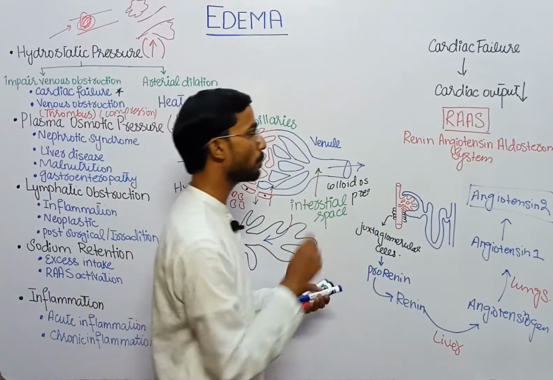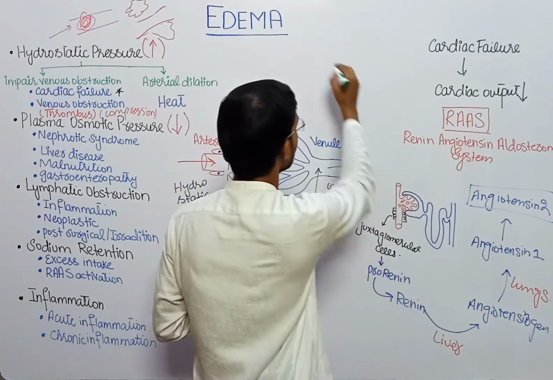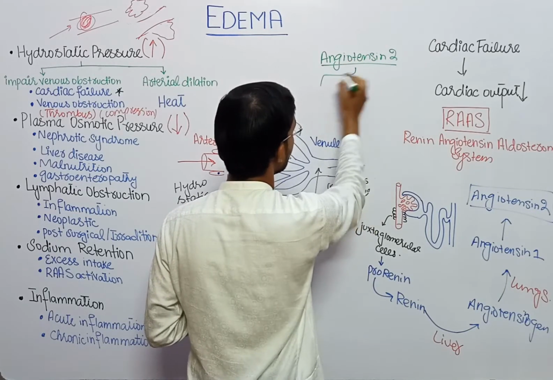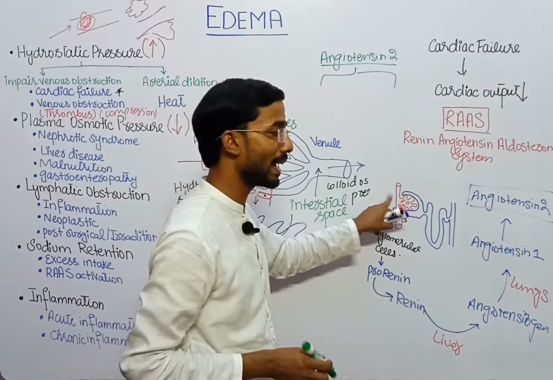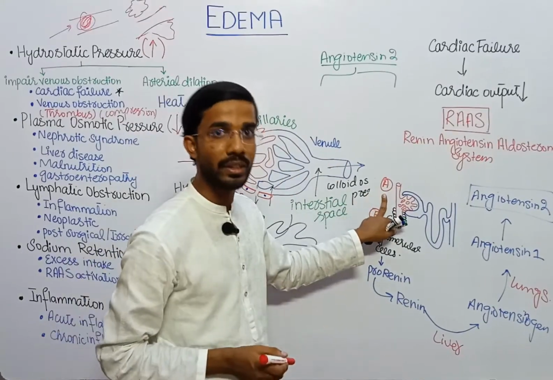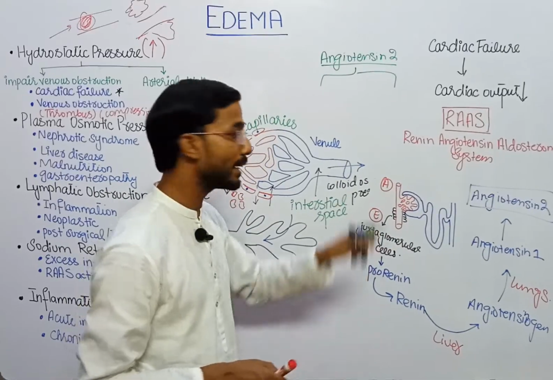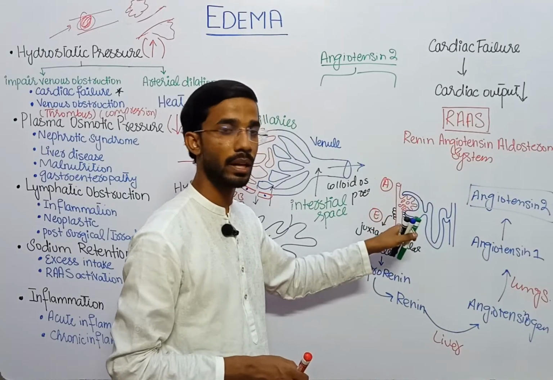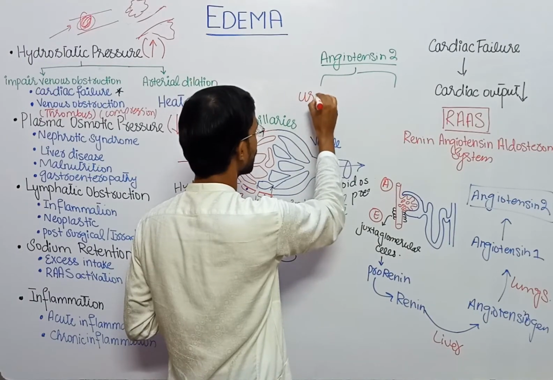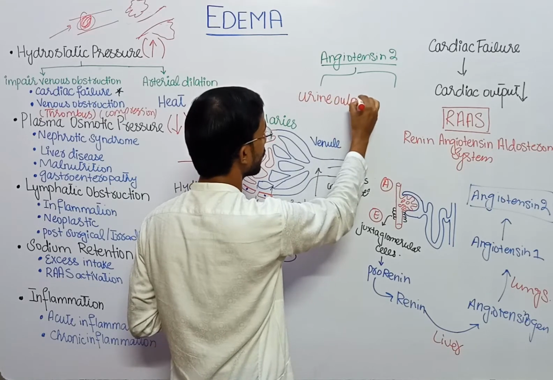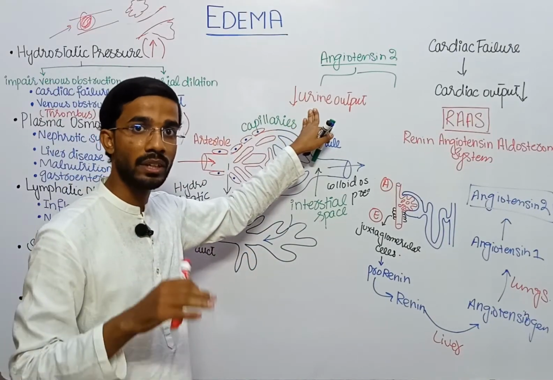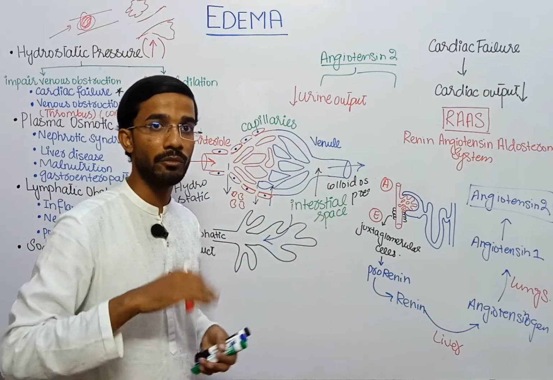Angiotensin 2 performs two functions. It compresses the afferent arteriole, this is the afferent arteriole and this is the efferent arteriole, and reduces the blood to the glomerulus, and due to this reduction less filtration of the blood occurs and less urine is produced. It means angiotensin 2 is involved in urine reduction, in urine output. After the reduction of the urine, the blood volume will increase.